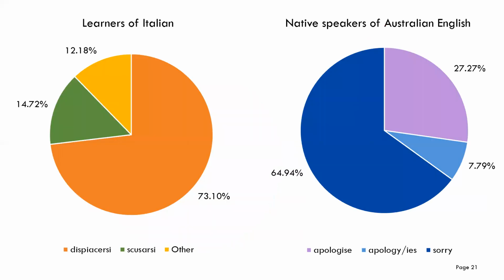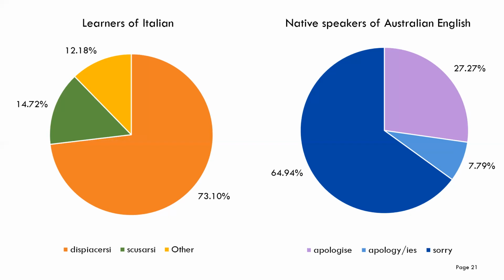So when we compare the learners to the native speakers of Australian English, they are both relying heavily on that expression of regret, the dispiacersi or this sorry. So it might be that the expression of regret being quite common in Australian English means that the learners have been more likely to use that expression of regret or its equivalent when speaking or writing in Italian. So there seems to be some crossing over of knowledge of Australian English and how to apologise in Australian English to the learner's use of Italian.